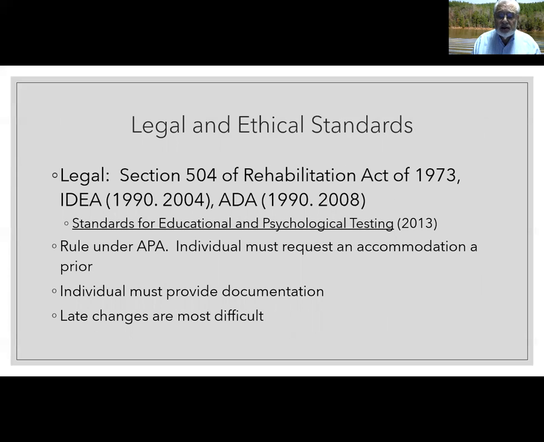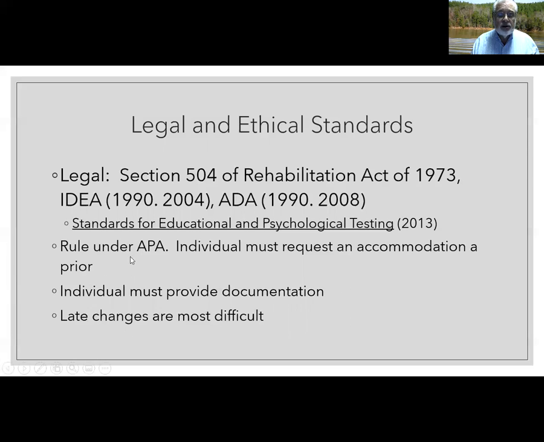There are a few legal standards that people need to know about. Section 504 of the Rehabilitation Act of 1973 was an important act that came out for higher education primarily. IDEA, again in two forms, came out and made requirements on education for people with disabilities. The Americans with Disabilities Act in 1990, revised in 2008, has a lot to say about how we test people with disabilities. Now that's all incorporated into the Standards for Educational and Psychological Testing in its latest version.